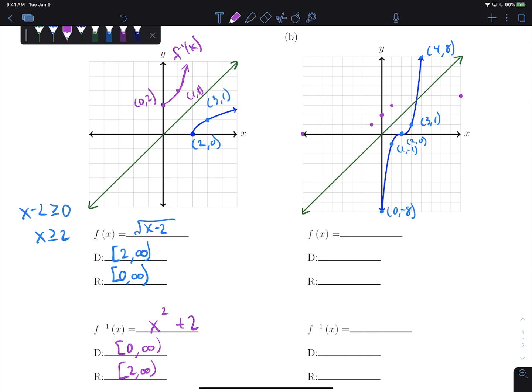Now notice that there also has to be a point right here because whatever value that is, I don't know the exact value, but because it's on the line y equals x, it has to be on the inverse function as well. And then just connect everything. There you go.